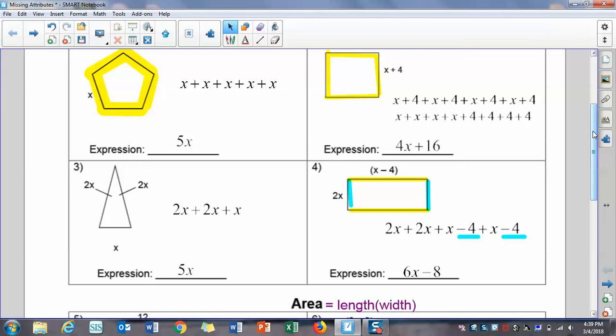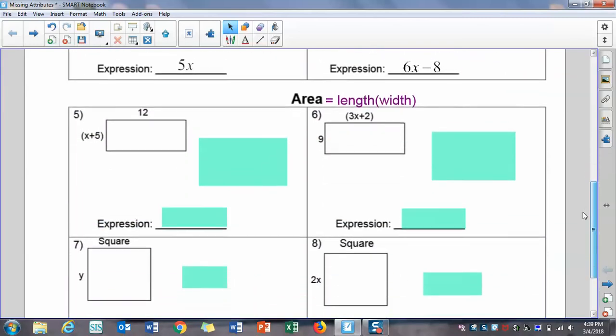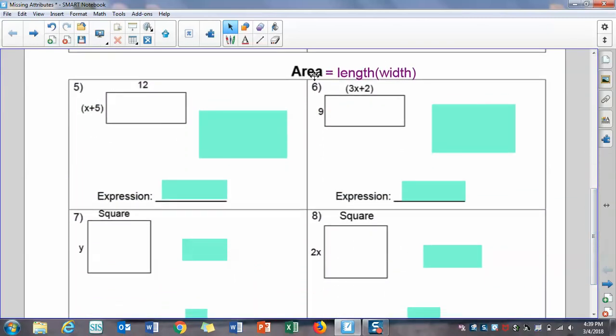Now let's go ahead and look at area. And just a reminder about area. To find the area of a rectangle, it's length times width, and with the square the same thing. The only thing is we know that for a square, all the lengths and widths are the same. So let's go ahead and look at the first example. So we have that one of the dimensions is x plus 5, and then the second dimension is 12. So what we need to do is do 12 times x plus 5.